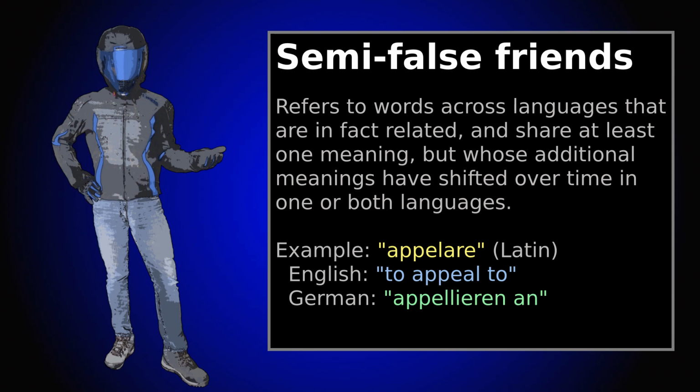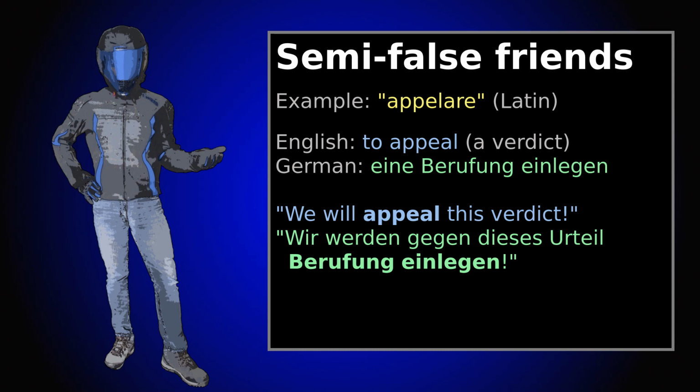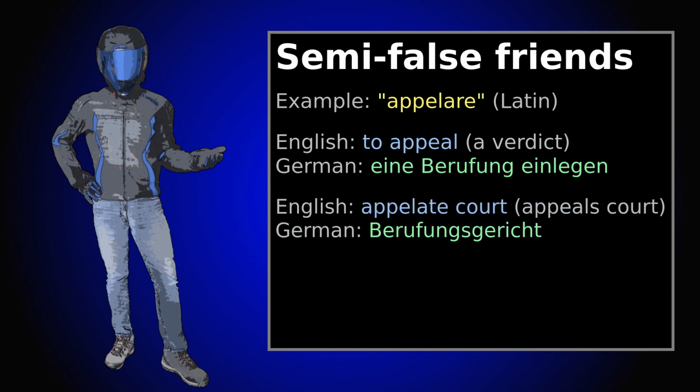For example, in English, you can appeal a decision. This is mostly used in a legal context. In German, this would be eine Berufung einlegen. We will appeal this verdict in German would be wir werden gegen dieses Urteil Berufung einlegen. There is related legal terminology in English. For example, Appellate Court or Court of Appeals. This would be Berufungsgericht in German.